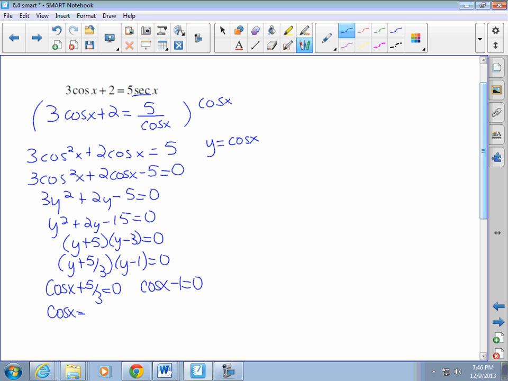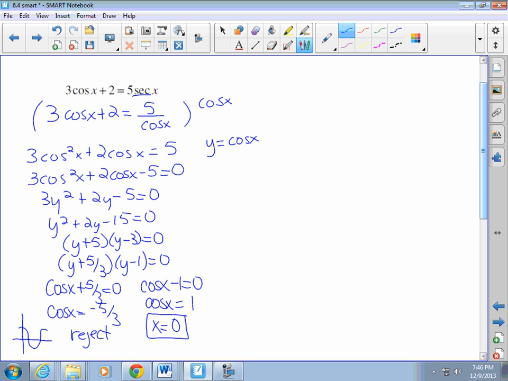So cos x is equal to negative 5 over 3. And again, just like in the other example, remember when you draw a regular cos x with no transformations done to it at all, it can't be a negative 5/3. It can only be between negative 1 and 1. So this is a rejected one. Cos x is equal to 1 on that unit circle again only at x is equal to 0. So that is your solution.